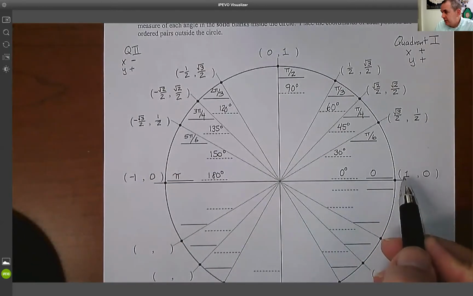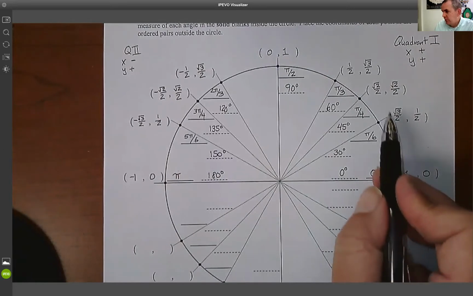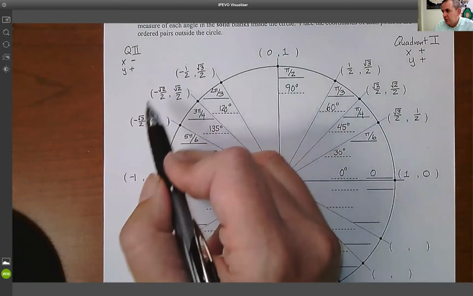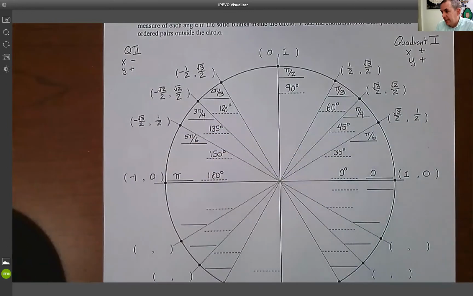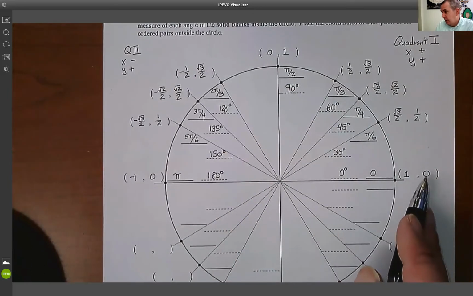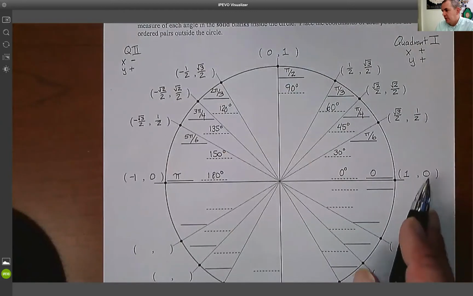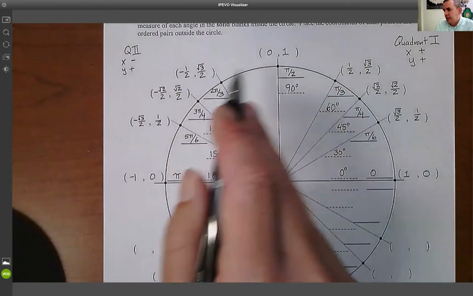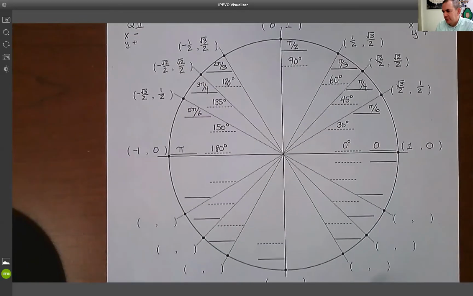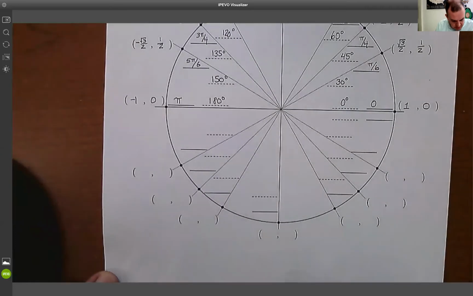So again, if you look at the pattern, it goes down. So 1 to root 3 to root 2 to root 1 to root 0, back up, root 1, root 2, root 3, and then 1 again. And the cosines go up, so 0, 1, 2, the y's go 0, 1, 2, 3, 4, and then back down again. There's some patterns there. Hopefully you'll start to see them because it makes it a little bit easier to remember this. So I'm going to go ahead and just finish this off.